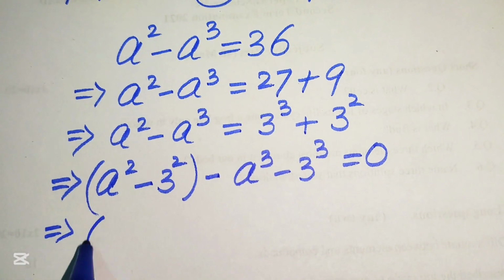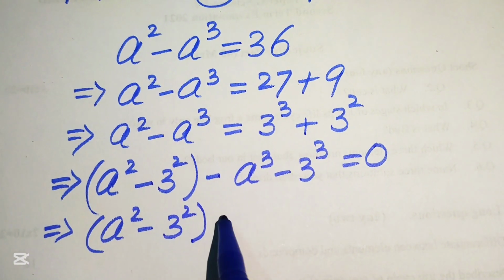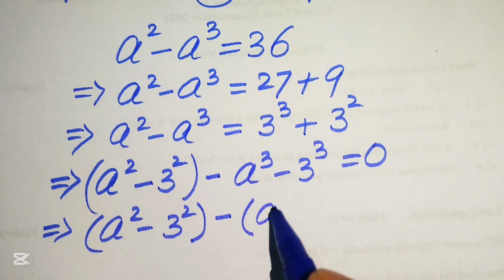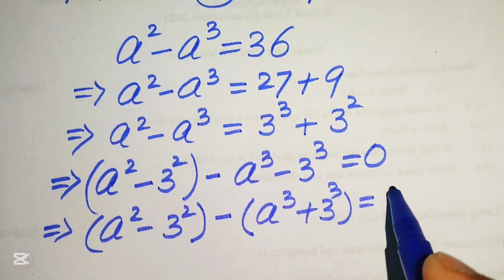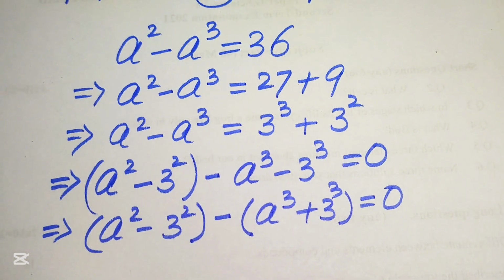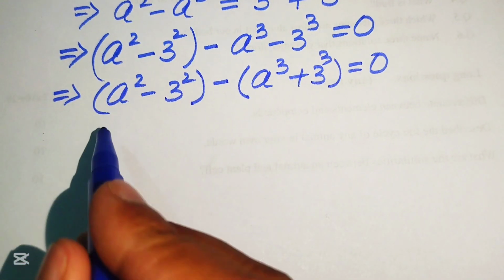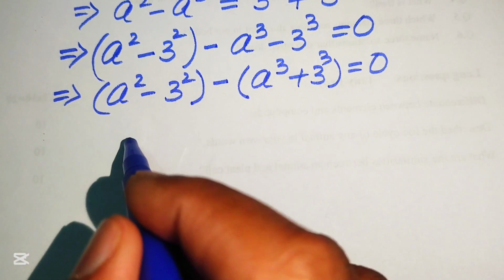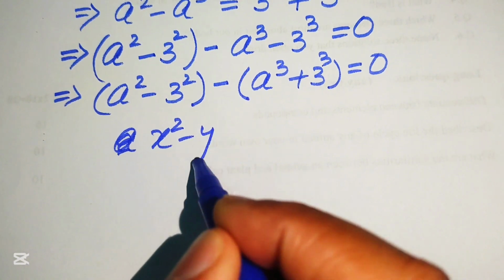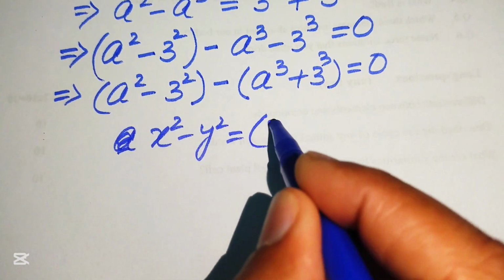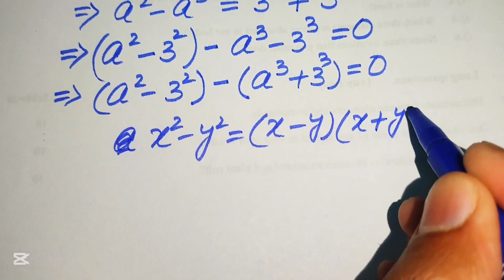So here we rewrite this equation as a squared minus 3 squared, and here we take a common negative sign, and we get a cubed plus 3 cubed, and this whole equation equals 0. So here we need two nice algebraic formulas. The first formula is, if you have x squared minus y squared, it equals x minus y times x plus y.